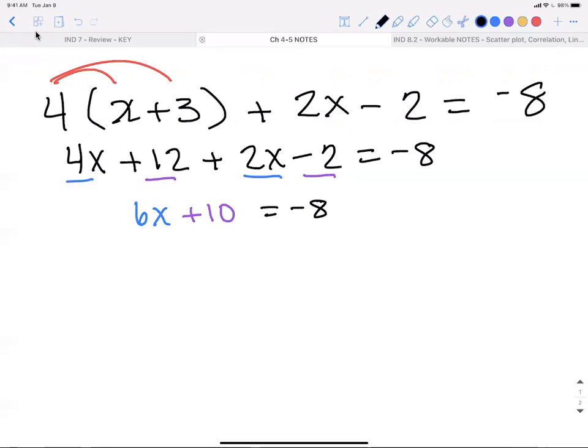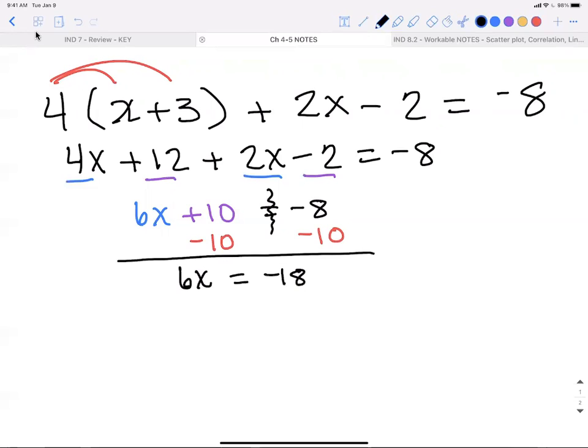Now this is where my wall comes in. Now I'm actually going to start moving things left and right, which means I have to do it on both sides of the wall. The easiest thing to snap off is that +10. So I'm going to do -10 because you always do the opposites. Leaves you 6x equals -8 minus 10, 2 negatives when you're adding and subtracting. 2 negatives go deeper negative, so -18.